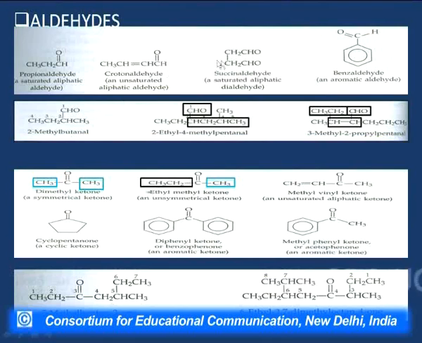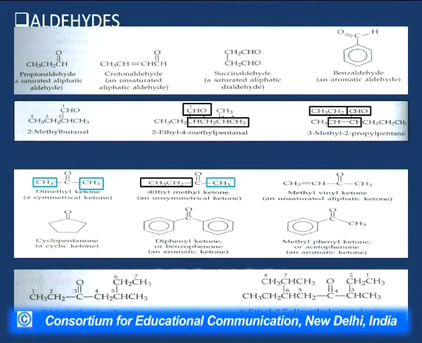The third example is an example of a dialdehyde, and the fourth is an example of an aromatic aldehyde, benzaldehyde, which we will be discussing later in detail. Now, if I come to this example, you see we have taken the branched chain as the parent chain, giving number 1 to the aldehyde group. So the compound becomes 2-methylbutanal.